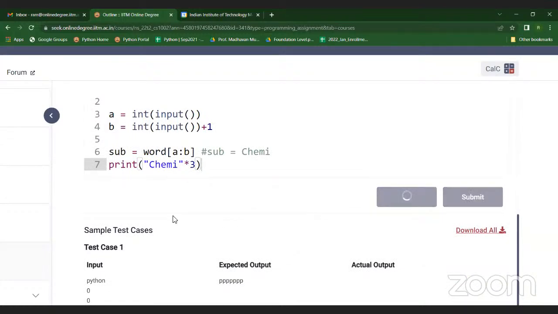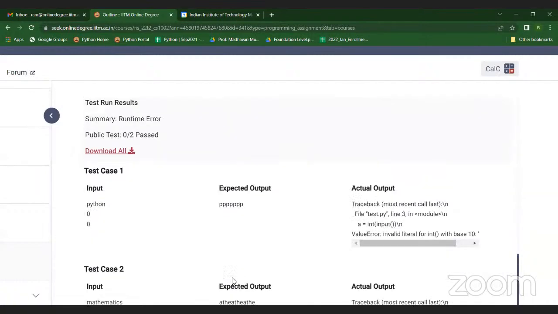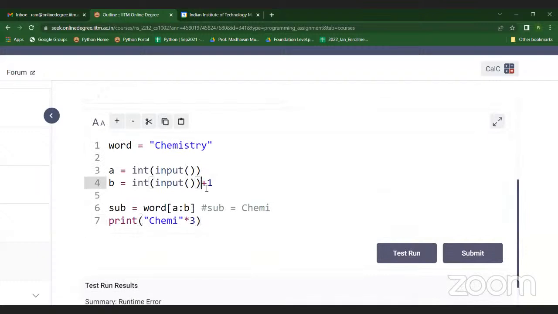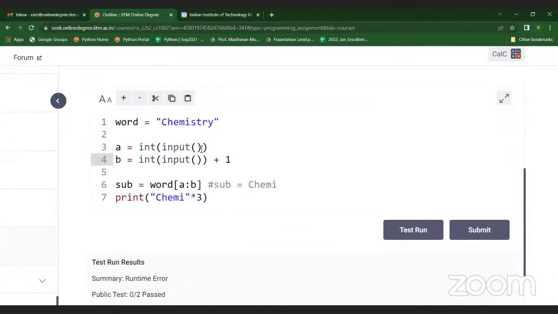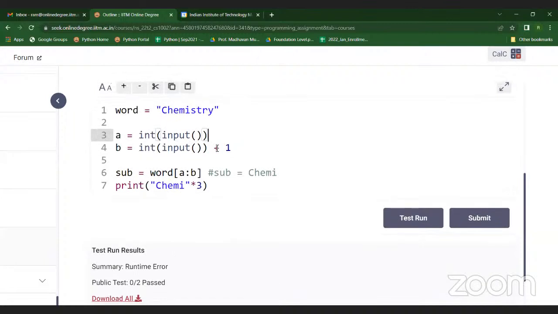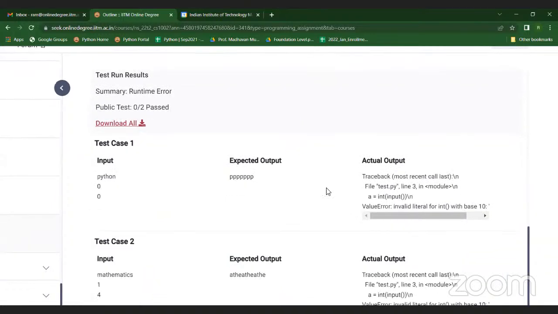Can I share the screen? Okay. You should print sub, not the same CHEM, right? You should print sub. Yeah, I should print sub, but then I'm getting an error here: invalid literal for int with base 10.